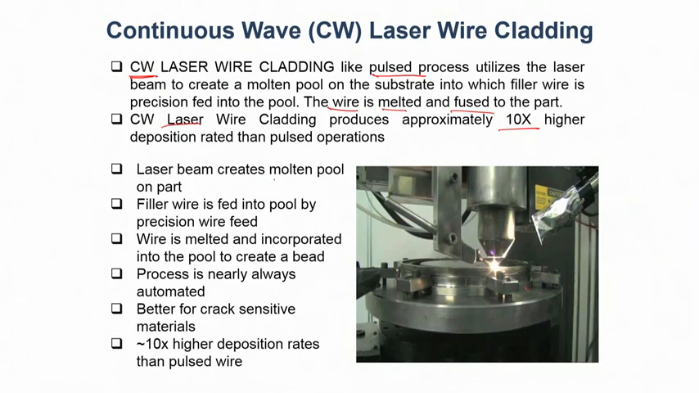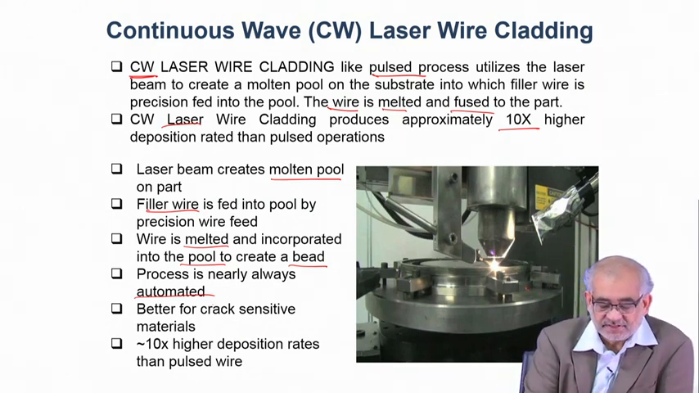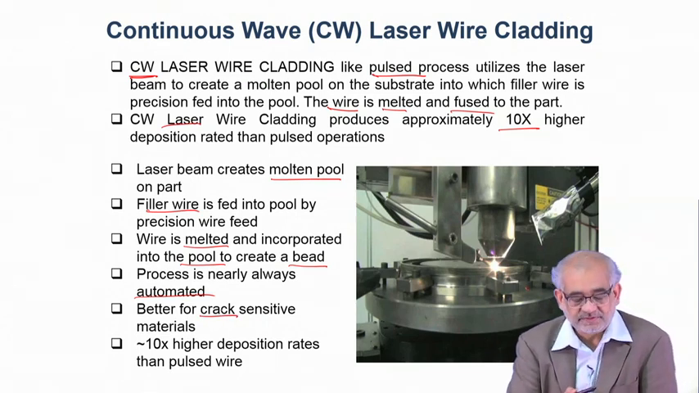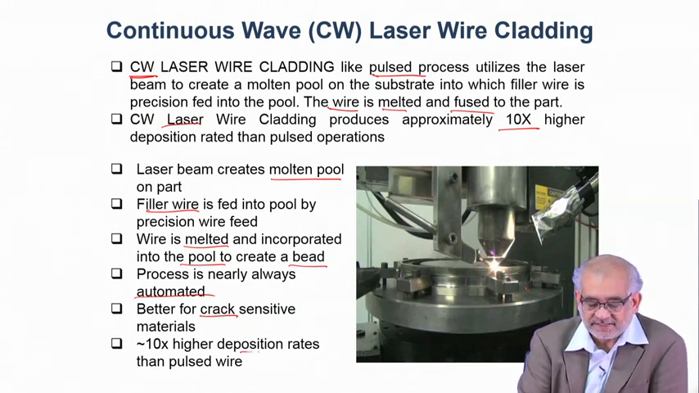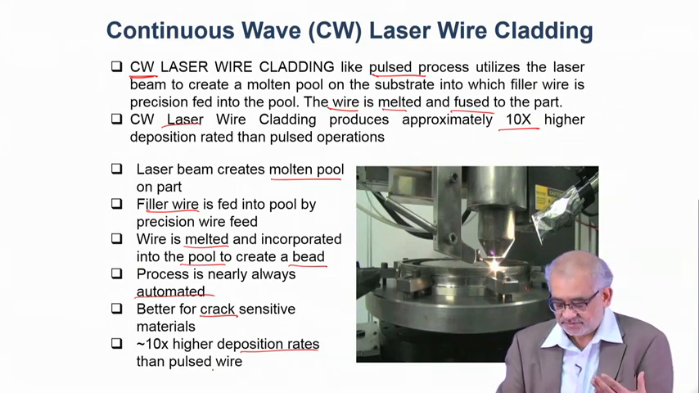So what laser beam does is to create a molten pool on the part, the filler wire is fed, and at a very fixed rate the wire melts and then spreads and wets to the surface, creates a bead, and the entire process can be totally automated. By controlling the cooling rates and other process parameters, you can also make sure that there is no crack, or in other words you can avoid possibilities of crack formation. And you can have very high deposition rates, particularly much higher than what is possible through any pulse mechanism.